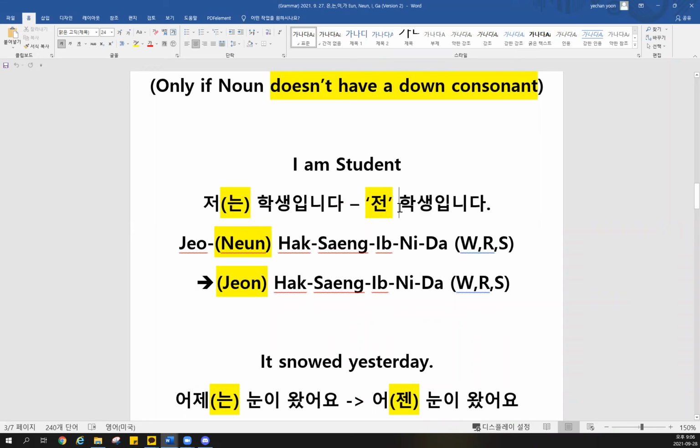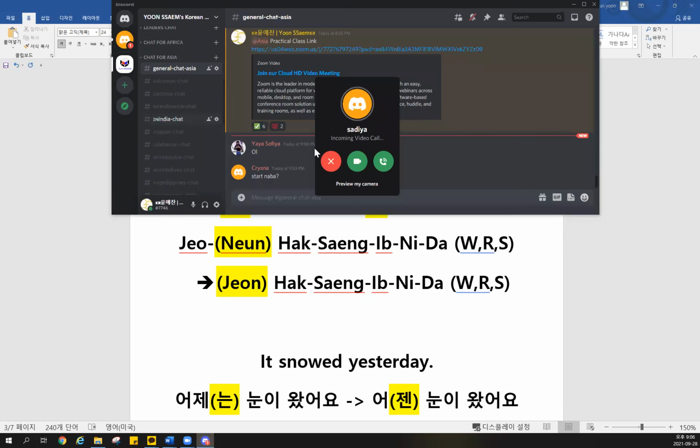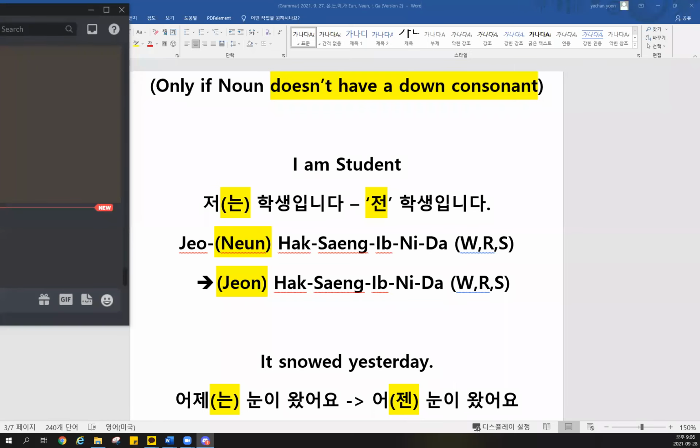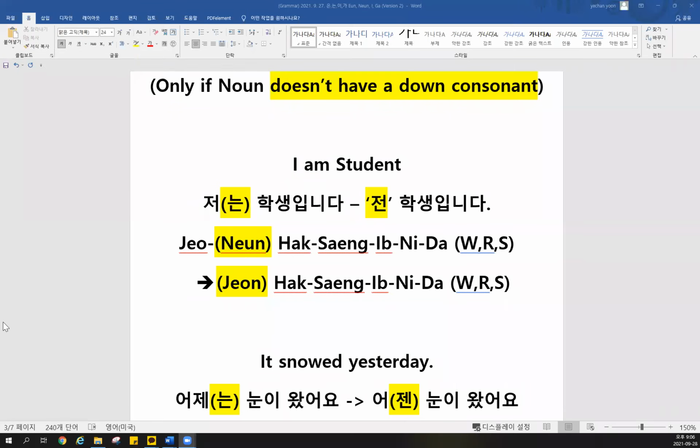But if you add it together like this, 전학생, it has a totally different meaning. 전학생 is the students who, okay, sorry, guys, somebody just called me. I think I need to shut down the Discord. Sorry, guys. Yeah. So 전학생 means like this.